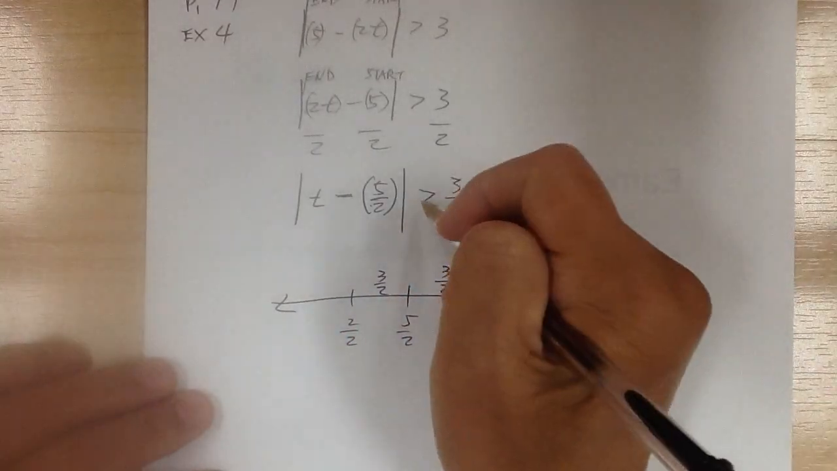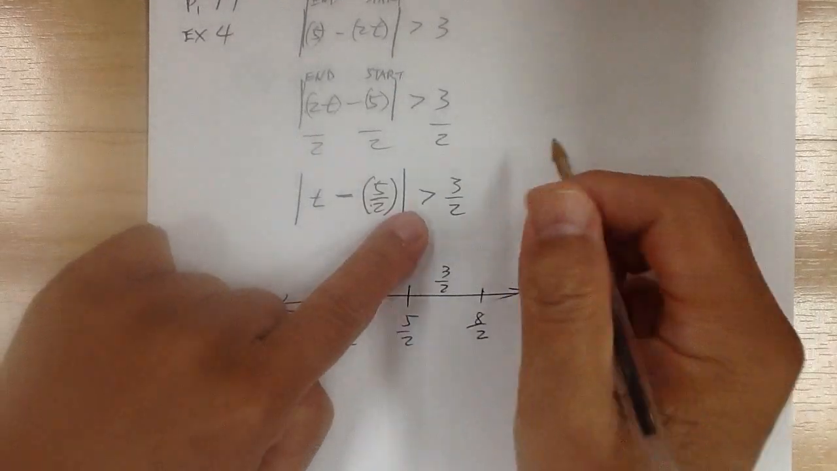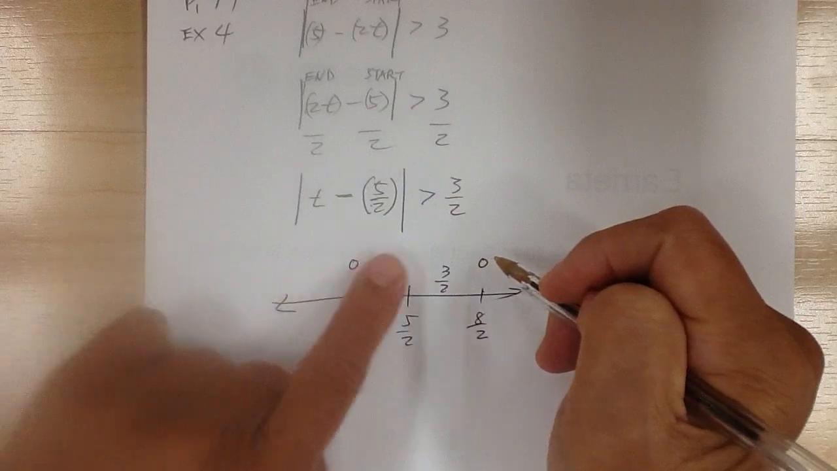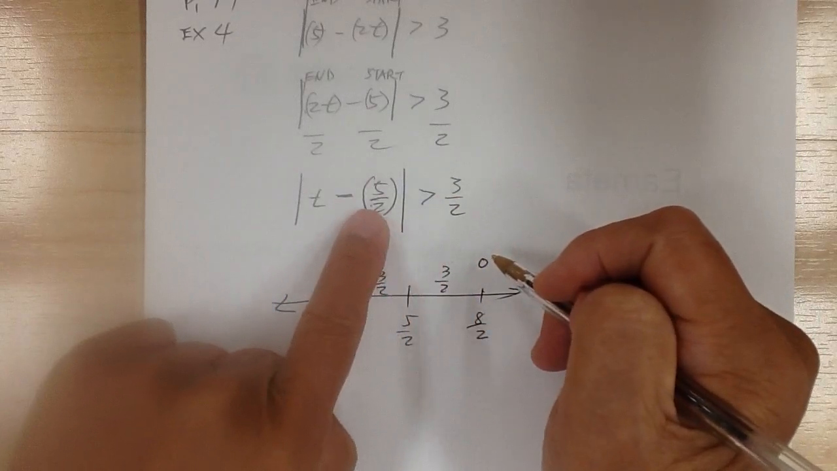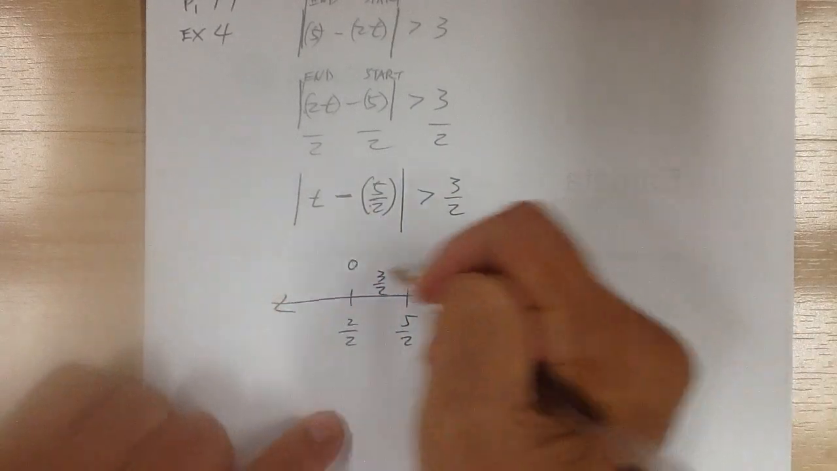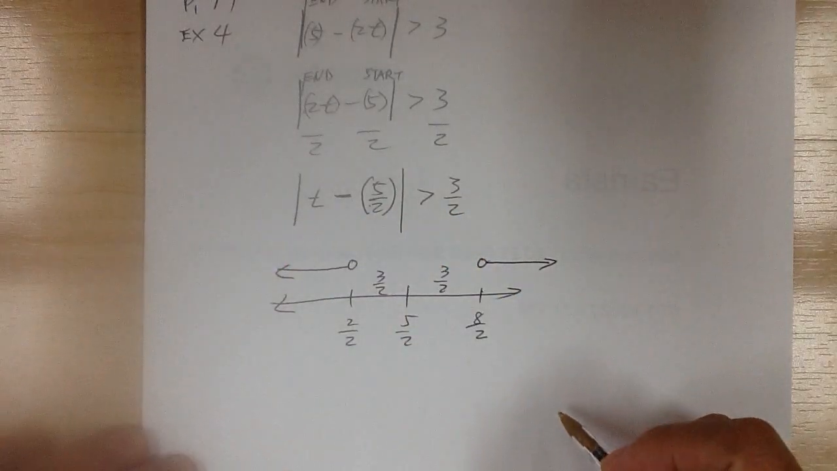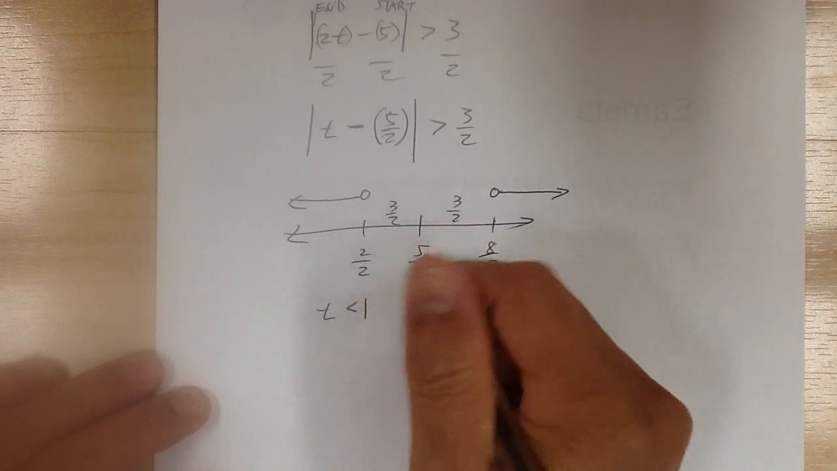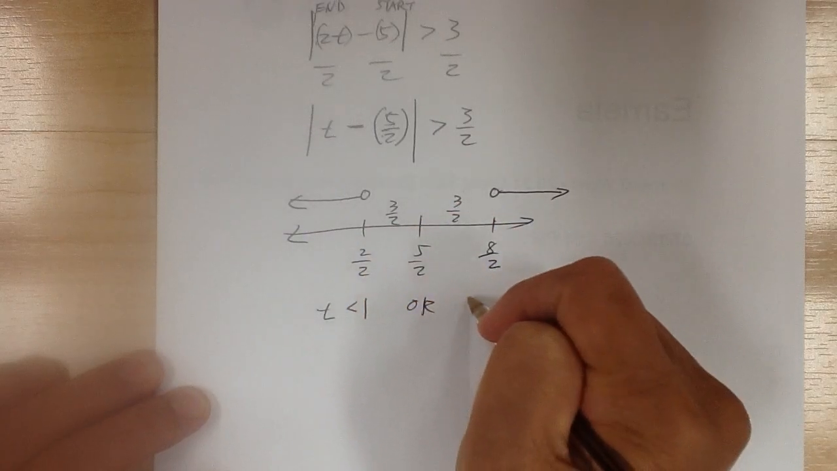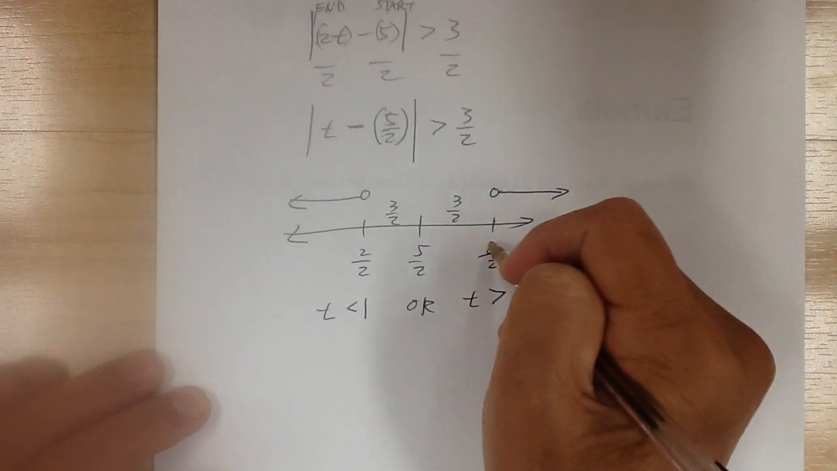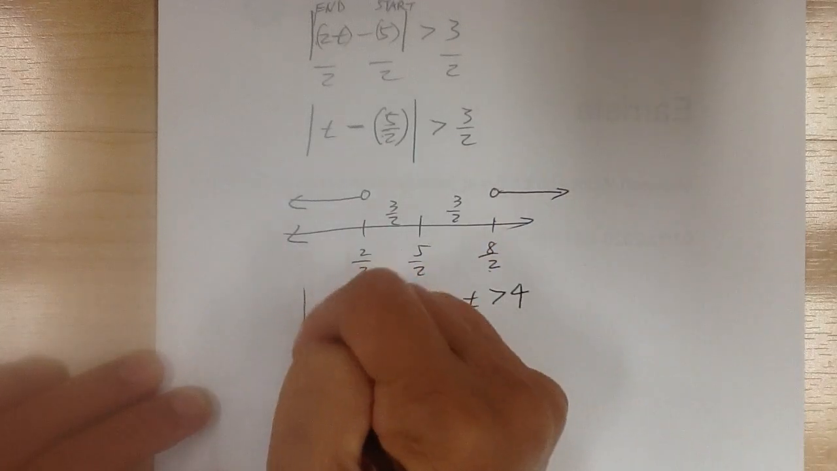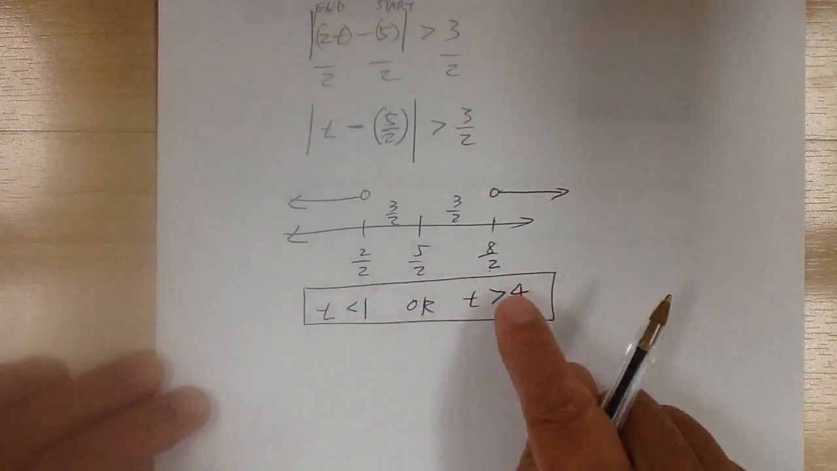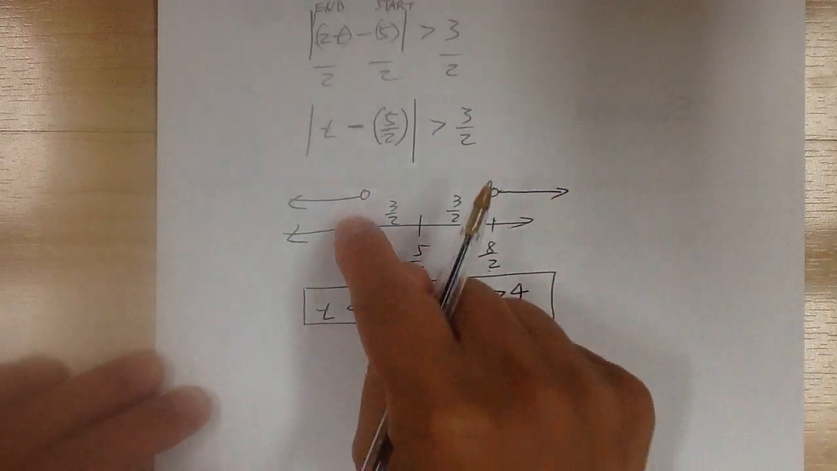Now you have to draw your picture based on this. Notice that this is going to be an open circle, and this is pointing away from the starting point. So now you can write your answer. You're going to get t is less than 1, this is 1, or t is greater than 4. You can simplify up to that. Based on this picture, that is your answer. Again, this is less than, and this is greater than.